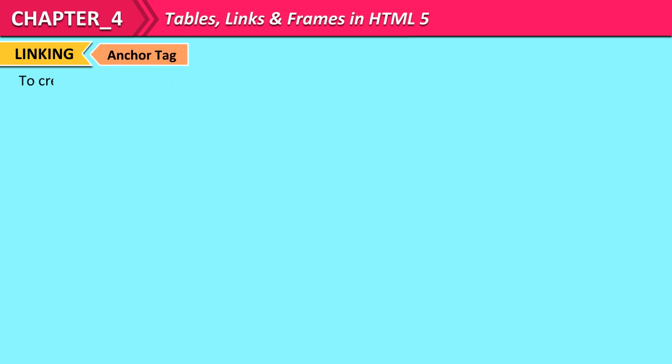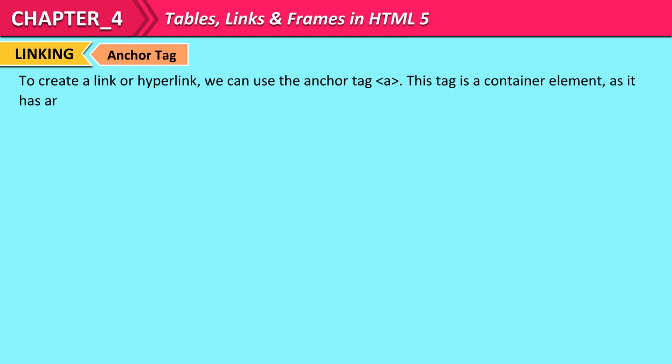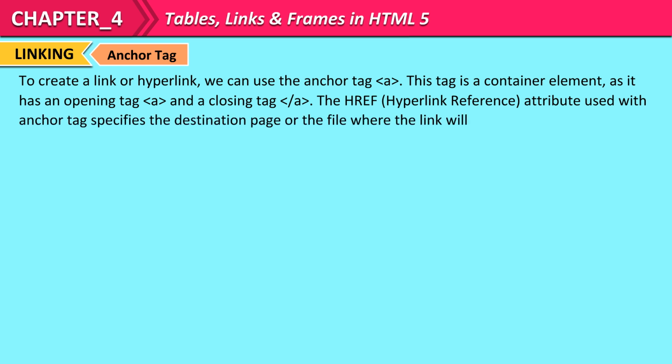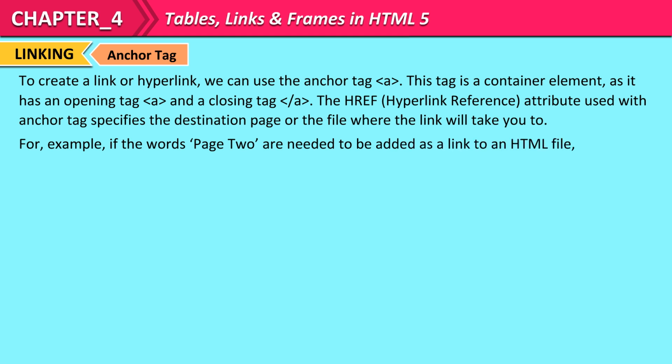Anchor tag. To create a link or hyperlink, we can use the anchor tag A. This tag is a container element as it has an opening tag A and a closing tag close A. The href hyperlink reference attribute used with the anchor tag specifies the destination page or the file where the link will take you to. For example, if the words page 2 are needed to be added as a link to an HTML file, the code will be a href is equal to filename.html page 2 close A.